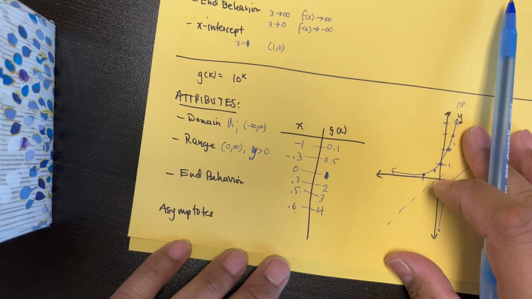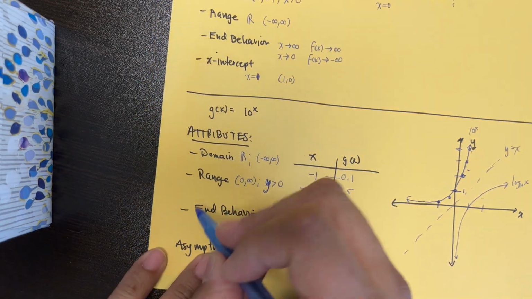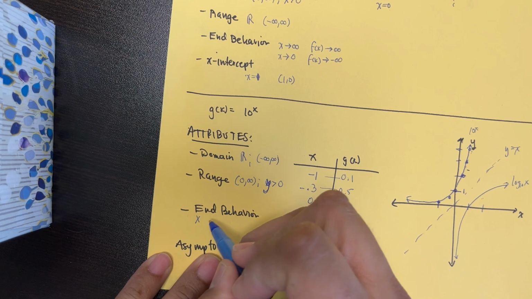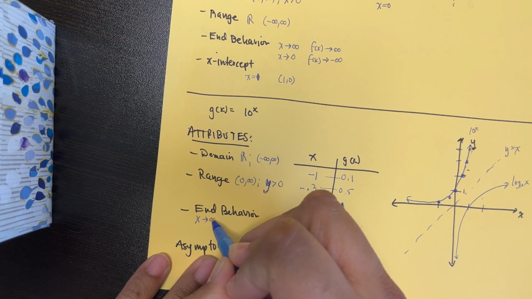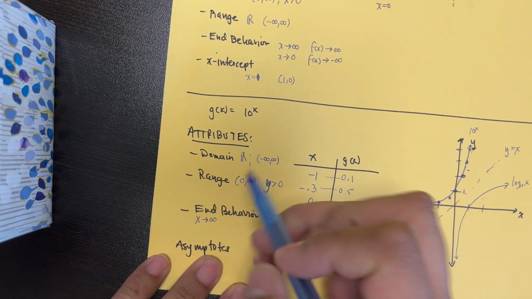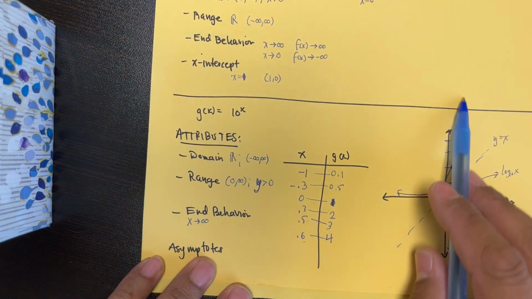So it is flipped. For the end behavior, here we're going to analyze it as we're going to the right forever, which is as x goes to positive infinity, to the right. What is this one doing? Is it going up? Is it going down?